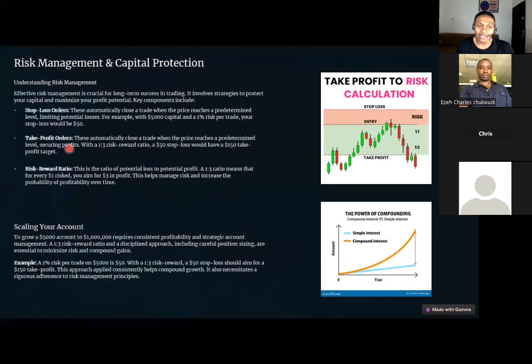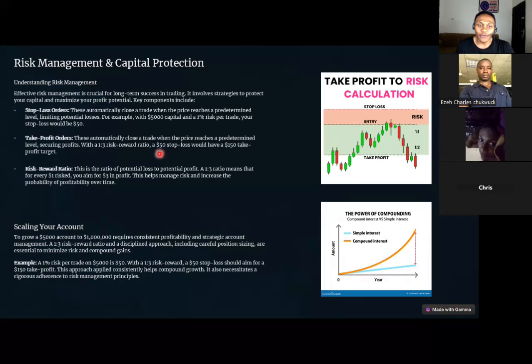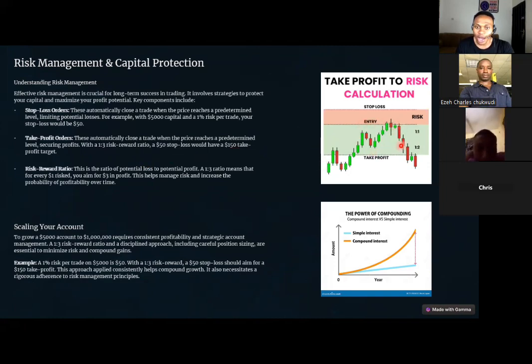Then take profit orders. This automatically closes a trade when the price reaches a predetermined level, securing profits with a 1:3 risk to reward ratio, which means that if you're risking $50, you're aiming to make 3 times that. That is the risk to reward ratio. A $50 stop loss would have a $150 take profit target. So the market was moving up, we've got our entry from here, and the market is now going down. Once the market gets to this point, take profit, we make $150.